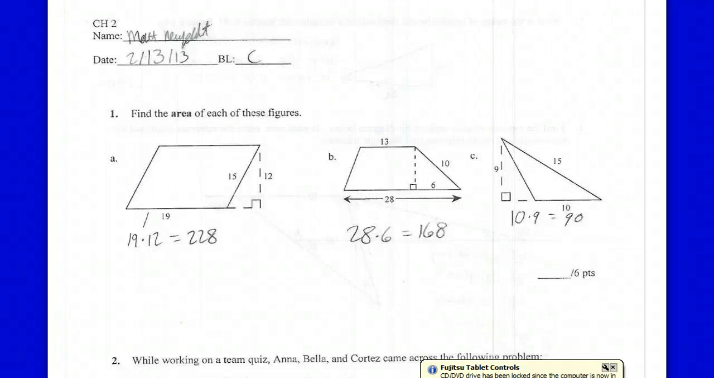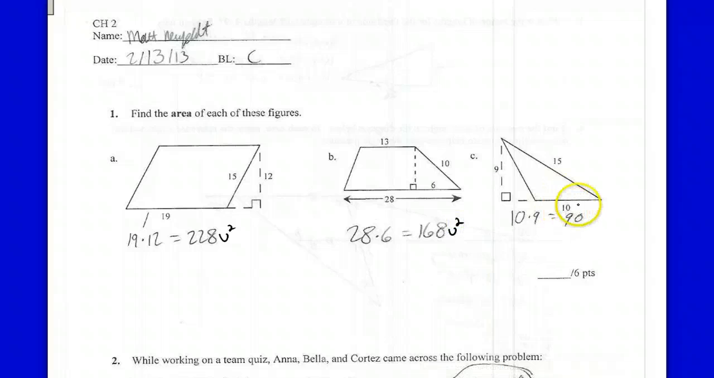All right, number one, A through C, you need to find the area of each figure. So I agree with you on A and B. Remember, this is units squared and units squared. On letter C, remember this is the triangle, which means we need to divide by 2 or multiply by a half. So our answer for letter C should have been 45 units squared. Now, because we forgot our units squared, I'm going to take off a point, so we actually earn 5 out of 6 points for number one.